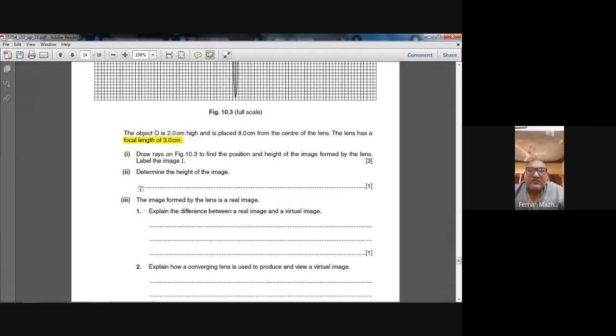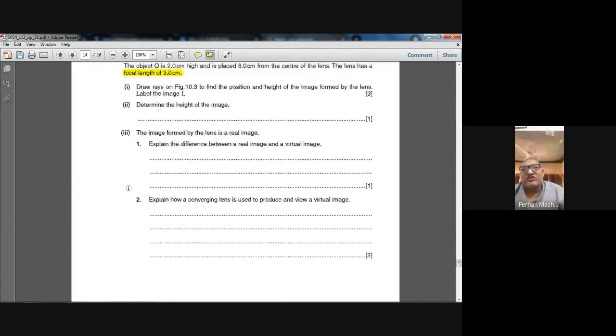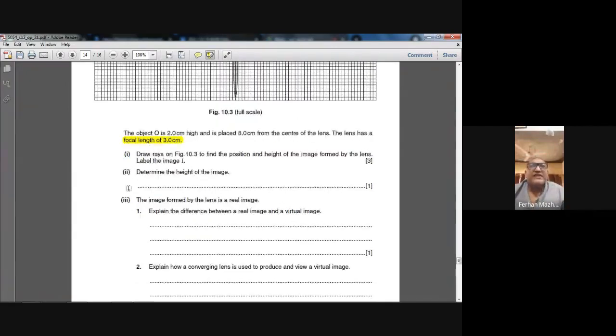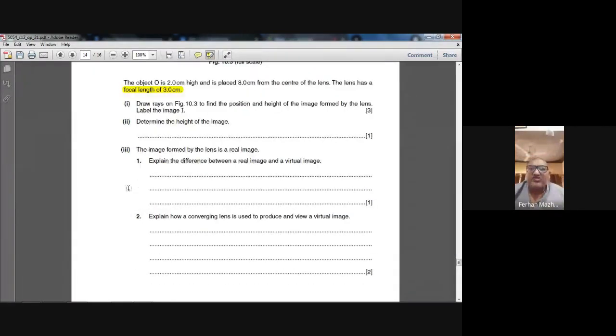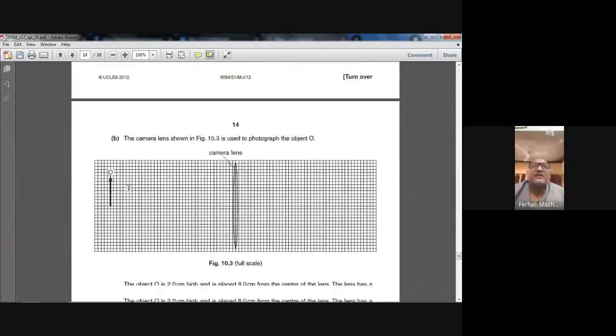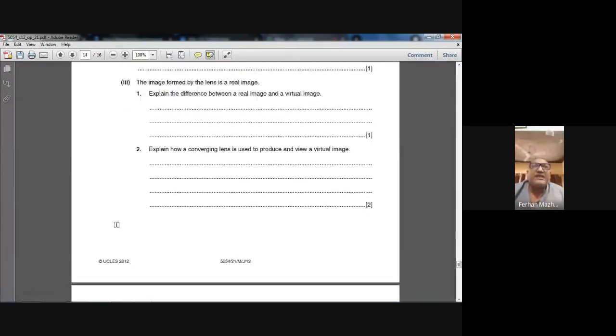Okay. So he says the next question is the image formed by the lens is the real image. Explain the difference between a real image and a virtual image. Explain the difference between a real image and a virtual image. Very simple thing. So this is question number 9 and B third.